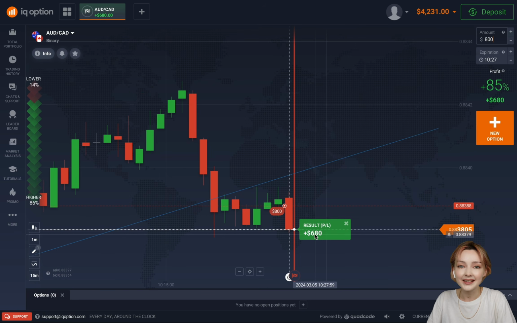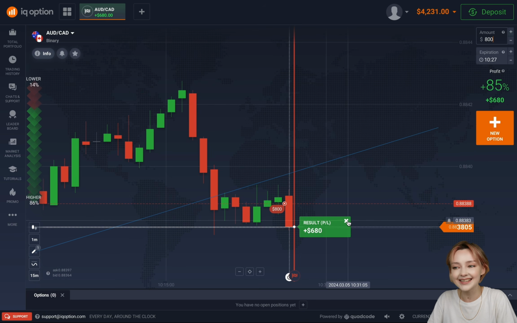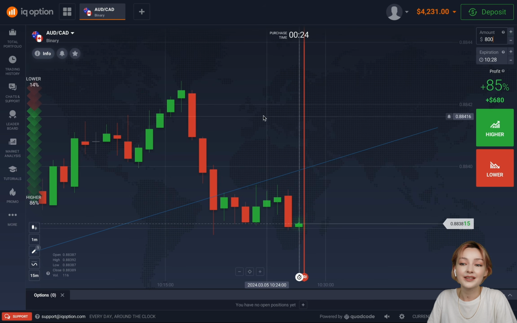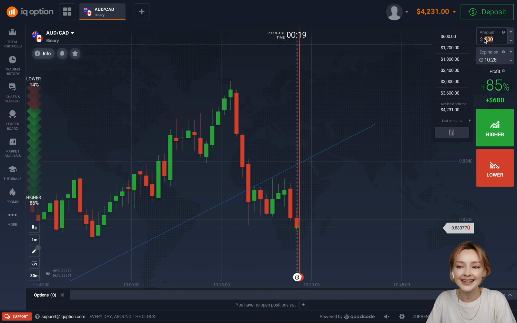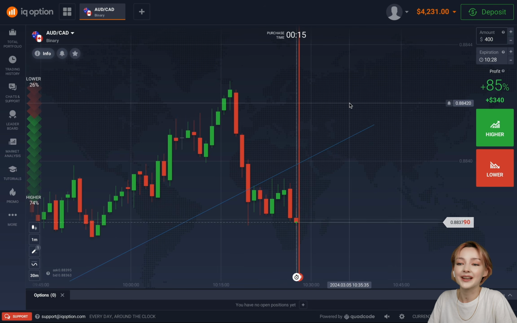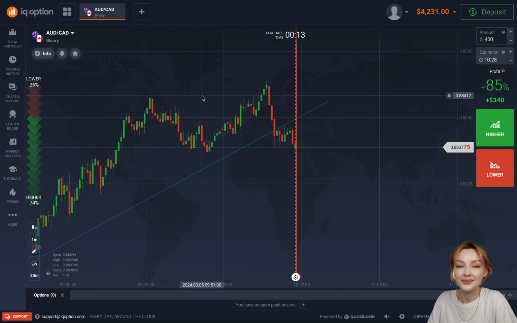It's getting us $680 of profit, subtracting the previous loss of 400, and we're left with $280 in net profit. Make sure to not forget switching the deal amount to the initial sum.